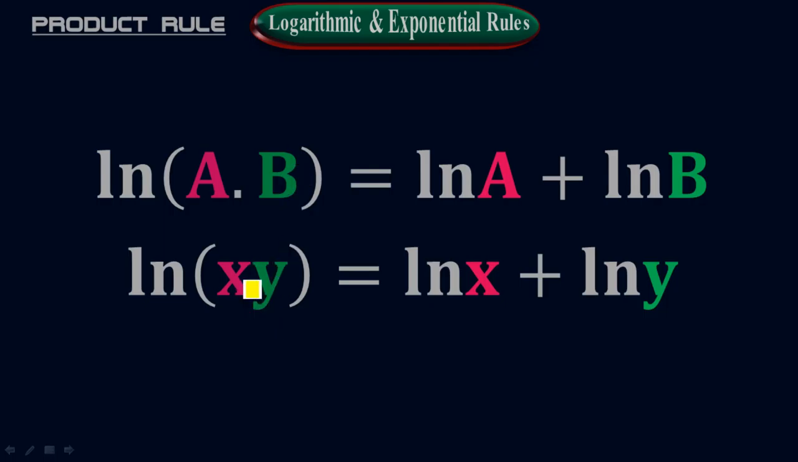Let's suppose my function a is x and my function b is y. So it equals natural log x plus natural log y. That is a product of two functions, x times y. So by taking their natural log, it equals natural log x plus natural log y.